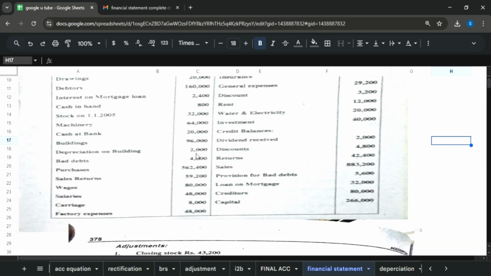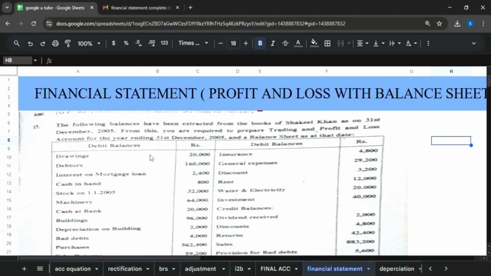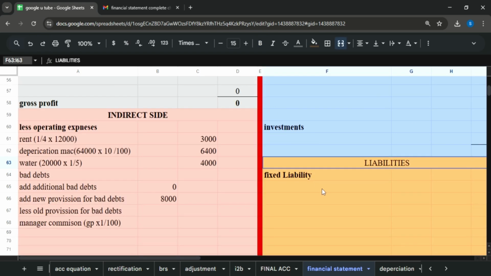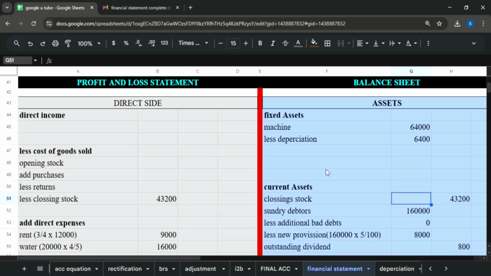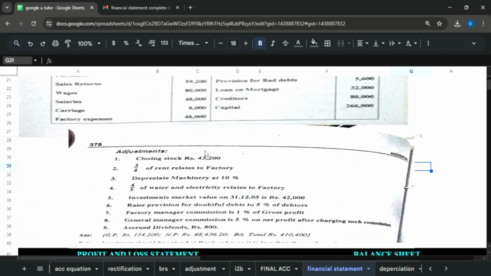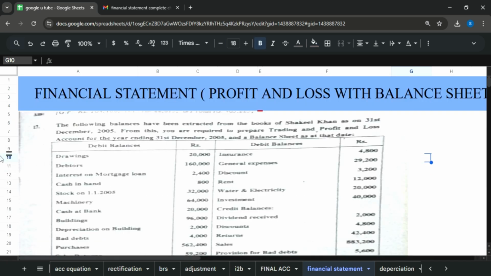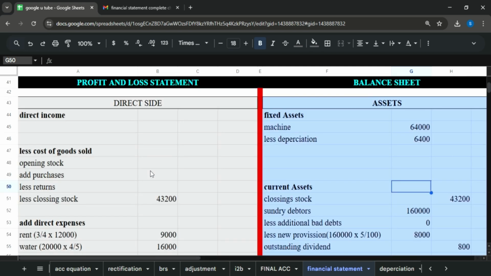Now we will focus upon the elements of the trial balance. First is drawings. Drawing is part of fixed liability. For that purpose you will go for capital, then you will subtract drawings and you will add your net profit. Right now we are concerned with drawings. The amount of drawings is 20,000, so it's not an adjustment, that is why there will be only one effect. Drawings 20,000 would be subtracted. Now we will see what is next. Debtors, I think we have already written 160,000 amount of debtors.